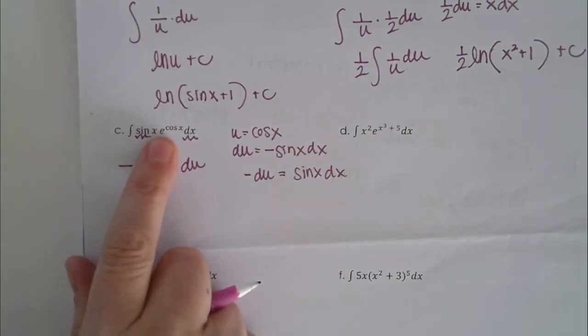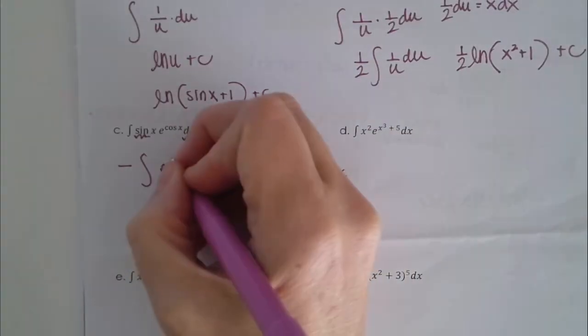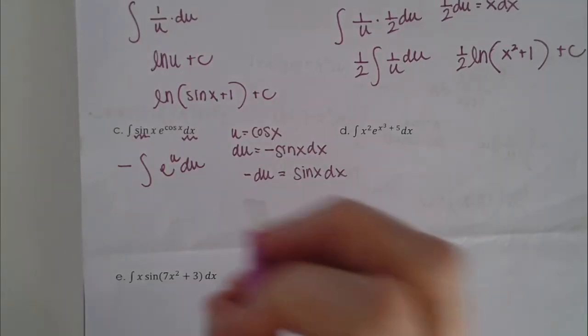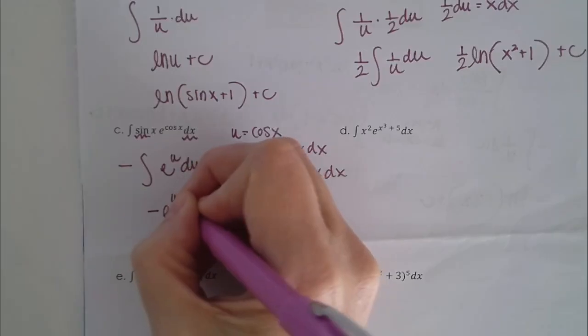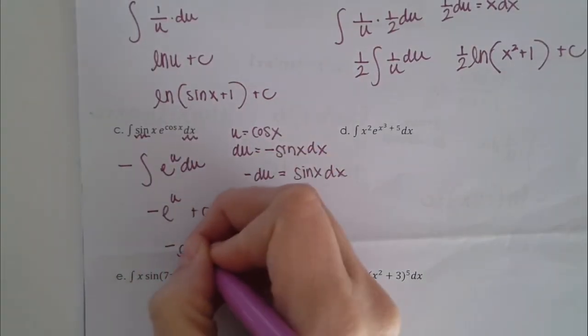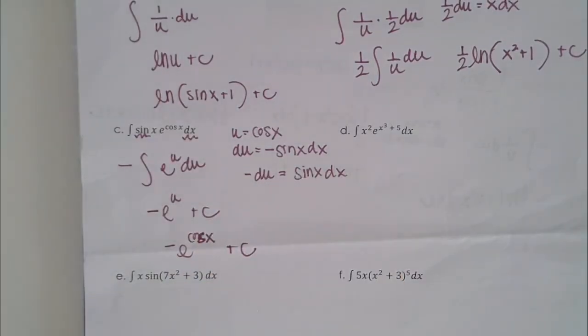And then the e to the cosine, well, that is e to the power of u now. So everything's been replaced, and that is much easier to do the antiderivative of, because we know the antiderivative of e to the u is just e to the u. And then just put your u back in. So negative e to the cosine x, and then plus the c.